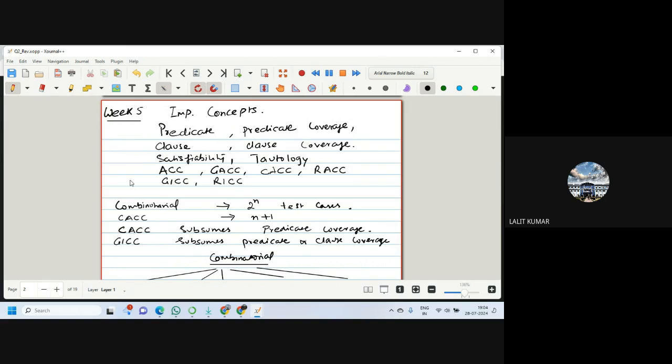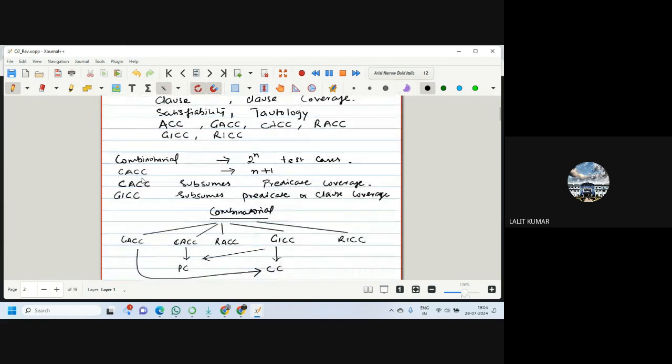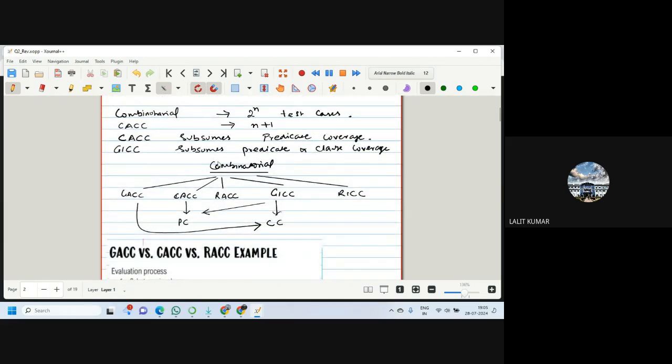GICC, which is general inactive clause coverage, subsumes both predicate and clause coverage. This diagram can come in handy in some of the objective questions. Combinatorial achieves everything. It has 5 parts: GACC, CACC, RACC, GICC, and RICC. GACC achieves clause coverage. CACC achieves predicate coverage. GICC achieves both predicate coverage and clause coverage. And then we have the restricted counterparts, that is RACC and RICC.